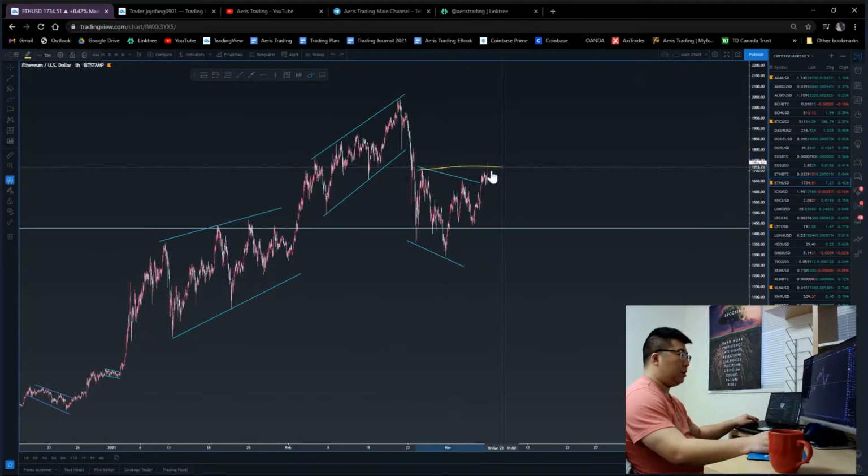Because if this is going to be some sort of reversal structure to push the price up, naturally we need to see a bigger correction before the next up move, right? We want to see a bigger correction, bigger consolidation, and then pushing the price up.